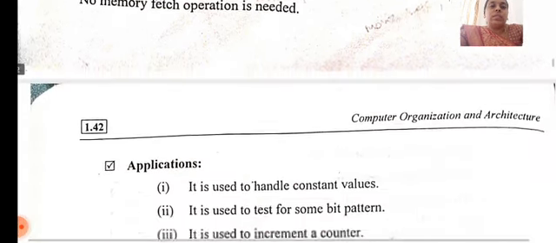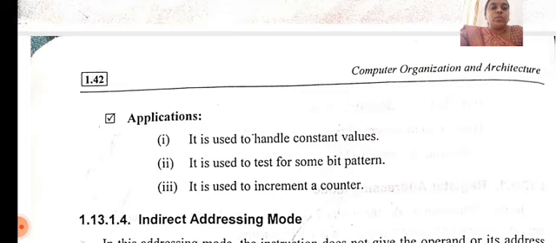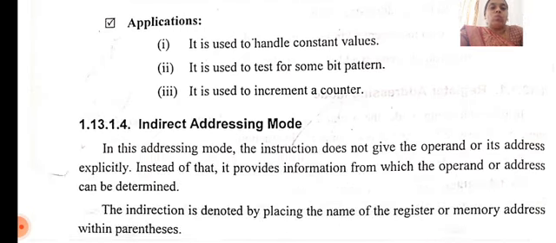As the next one, the application: it is used to handle constant values. In any programming language, to set a constant value, we use the immediate addressing mode. It is used to test for some bit pattern, and also used to increment a counter. In a program, the counter can be set to 0, and after each loop the counter value is incremented by one.